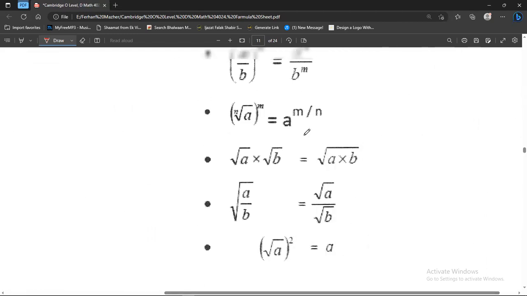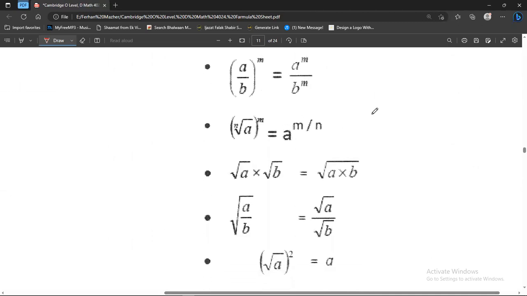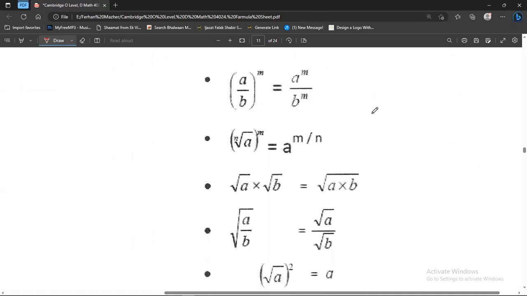Okay, then we have these rules. Here we have, if two numbers are dividing and you have a power on them, that power is for both of them. So it will be a raised to power m, b raised to power m. If you have a radical sign, for example, nth root, and then you have a power, this can be written as a raised to power m divided by n. The nth root means power raised to power 1 by n.